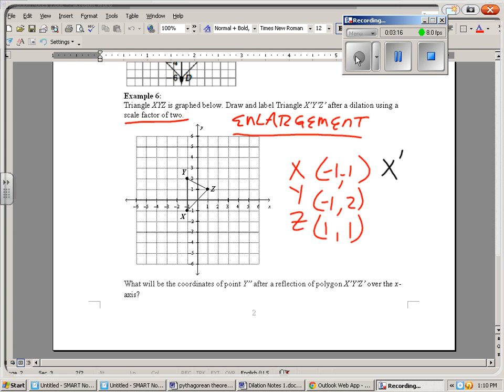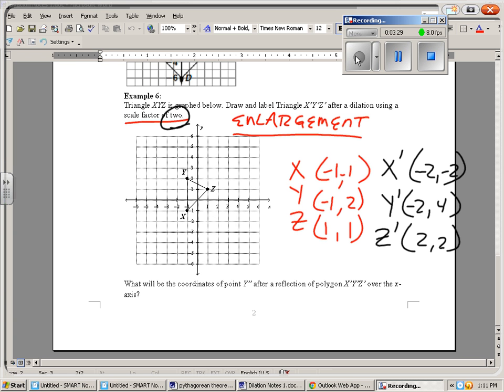And then what we're going to do is we're going to multiply everything by 2. So we get -2, -2. We get -2, +4, and 2, 2. So every x value I multiplied by 2, every y value I multiplied by 2 to come up with the coordinates for the image. Then we graph it. -2, -2 is x prime. -2, +4 is y prime, and z prime is 2, 2.